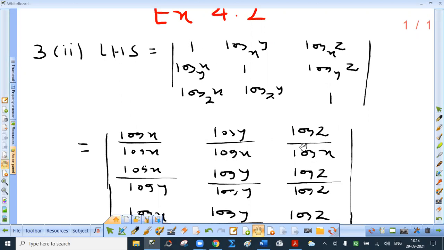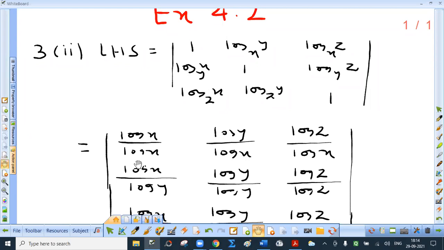See this 1. As these two denominators are log x, I replace this 1 by log x upon log x. Is it correct? Yes. Log x gets cancelled. We get 1 only. Second row, base of logarithm here, it is y. So this 1 is written as log y upon log y. Here also change the base, log x upon log y.